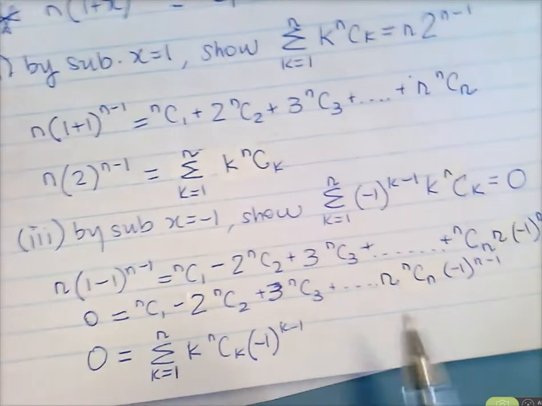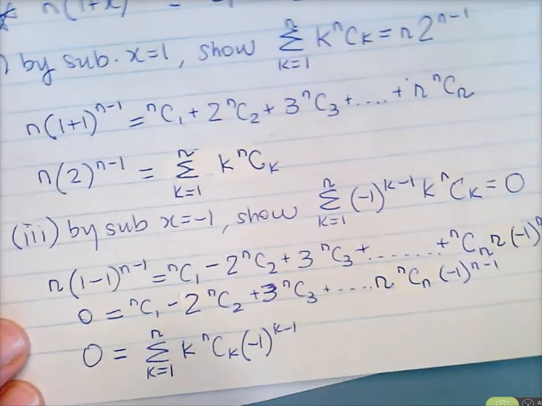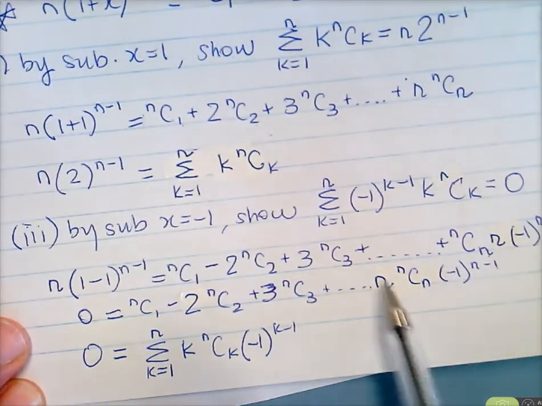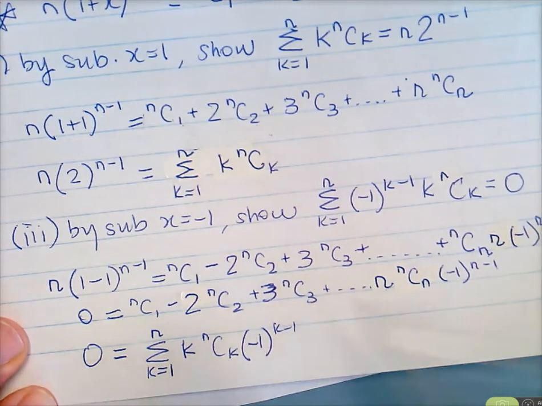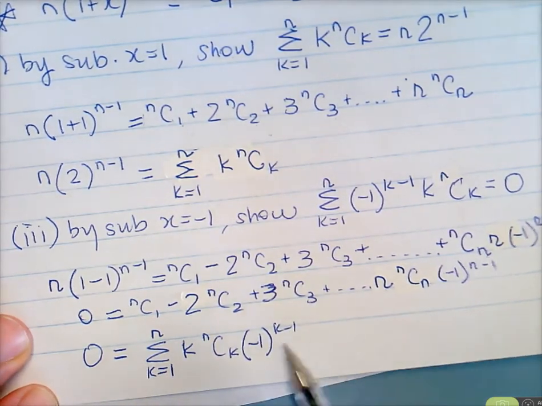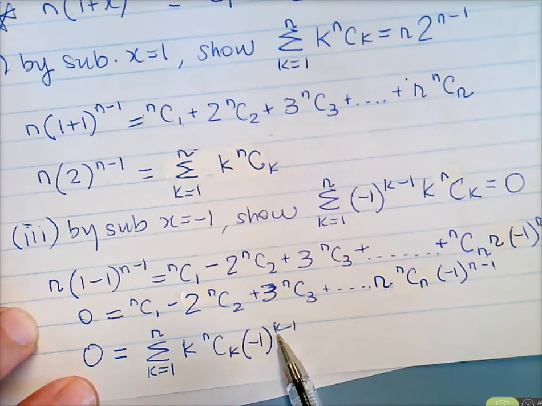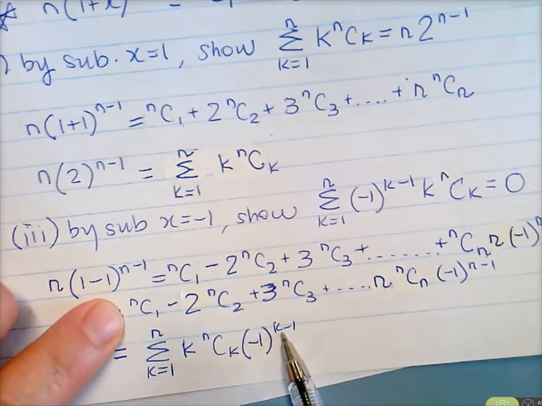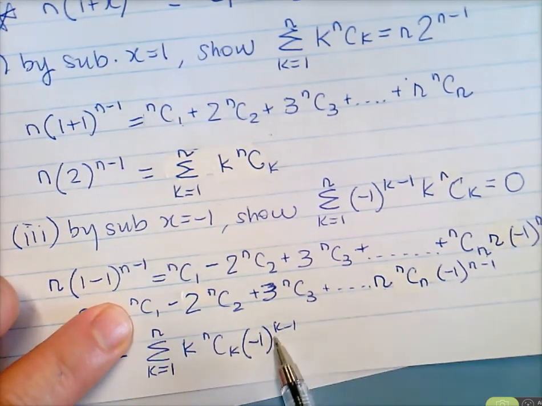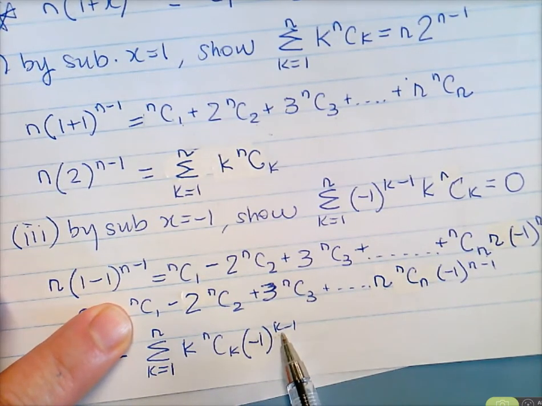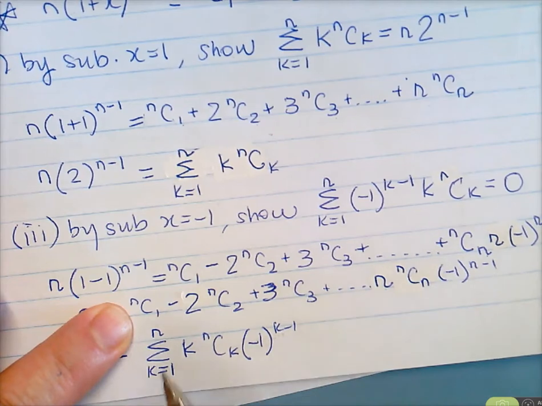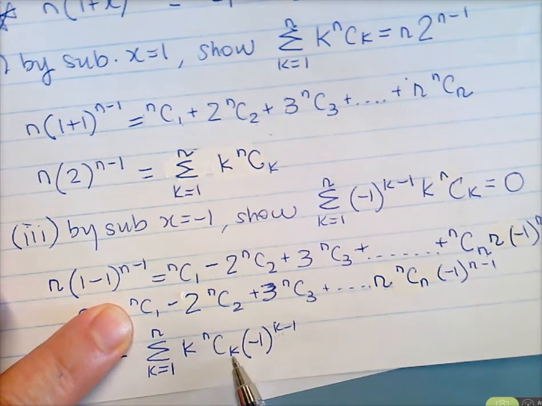Oh, I think it's N minus 1. No. It just depends, because it depends. Just watch. When K is 1, what do you get here? When K is 1, I have to get the first term. Watch. When K is 1, I get negative 1 to the 0 is 1. Positive. So when K is 1, I get 1 times NC1.